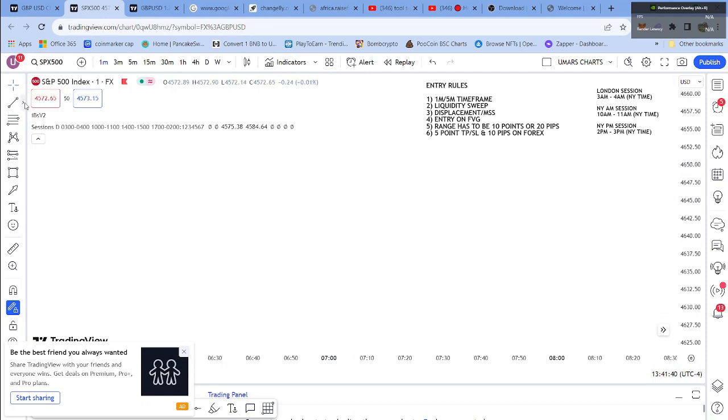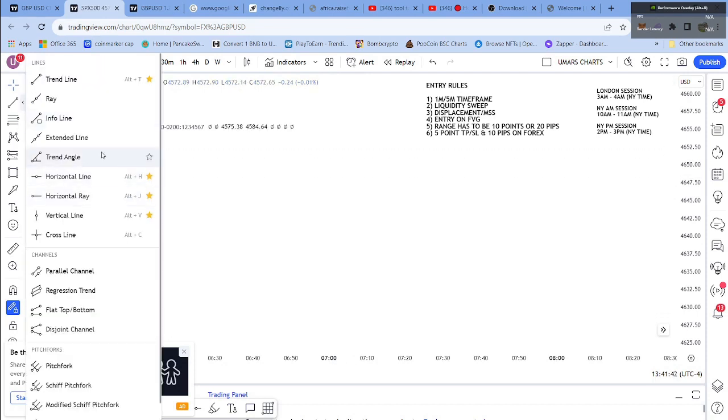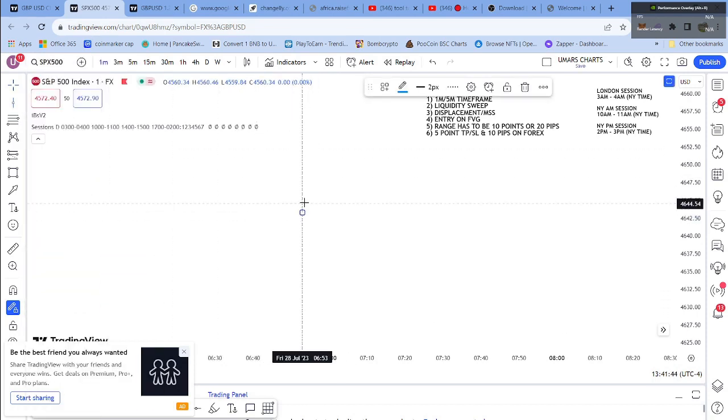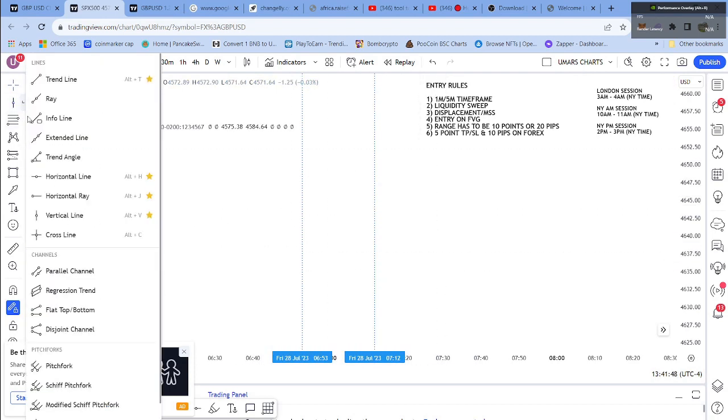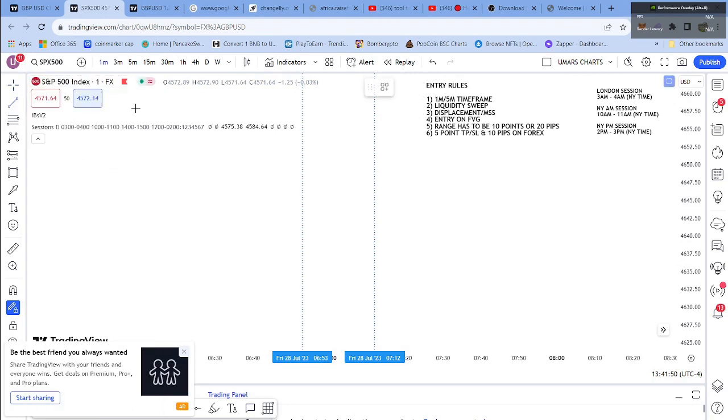So without further ado, let us jump straight into the entry rules and the criteria in order to take a setup. So first of all, you would have your 2 kill zone sessions over here, and you would jump down to the 1 minute time frame. Or you could use the 5 minute time frame, I prefer the 1 minute time frame. So let me show you an example.